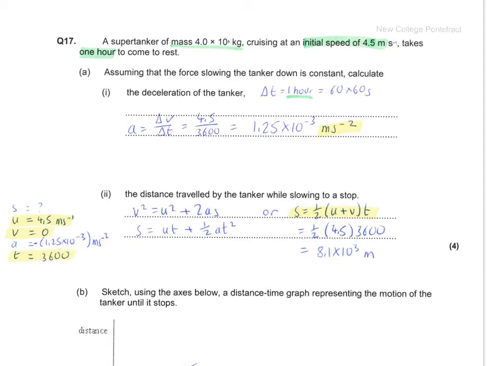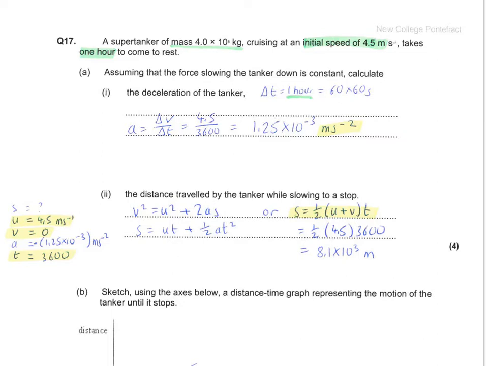This is the Mechanics Homework Booklet, question 17. A supertanker of mass 4 times 10 to the 8 kilograms, cruising at an initial speed of 4.5 meters per second, takes 1 hour to come to rest. You are asked to find the deceleration of the tanker, assuming that the force slowing the tanker down is constant. This is letting you know that it is constant acceleration as well.